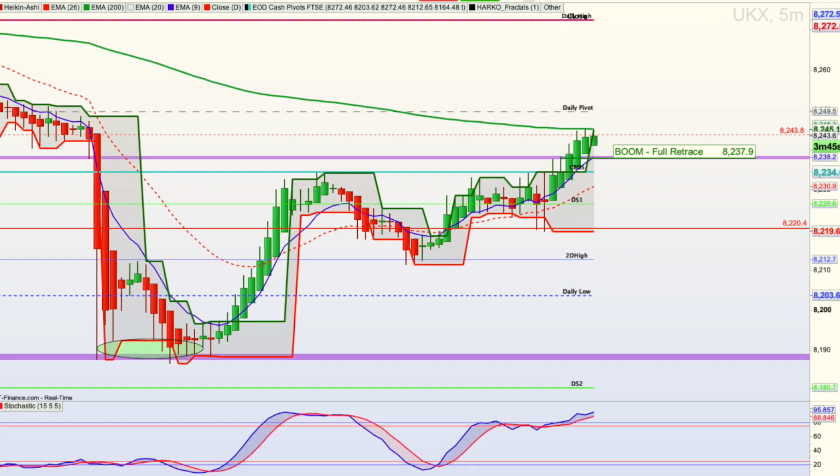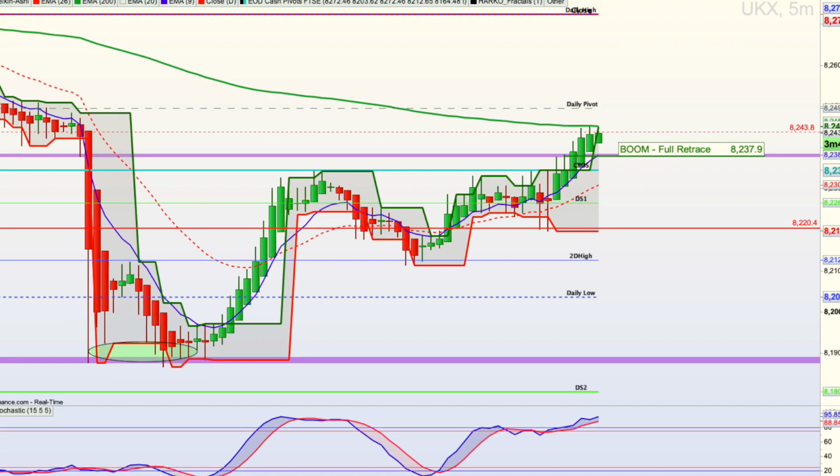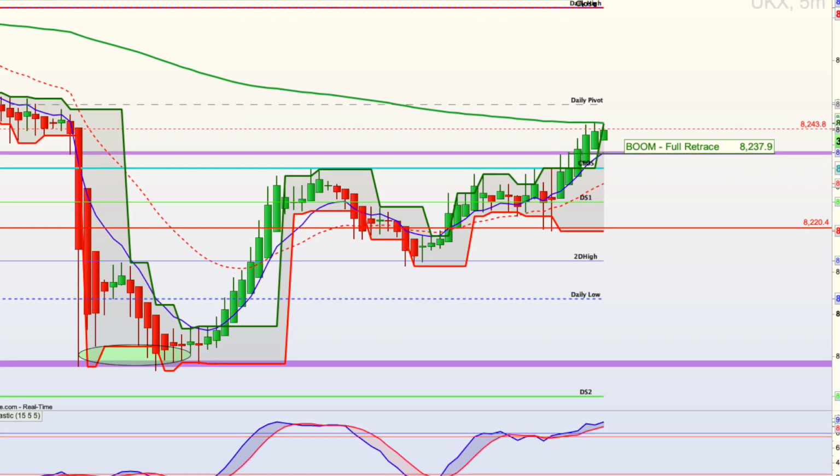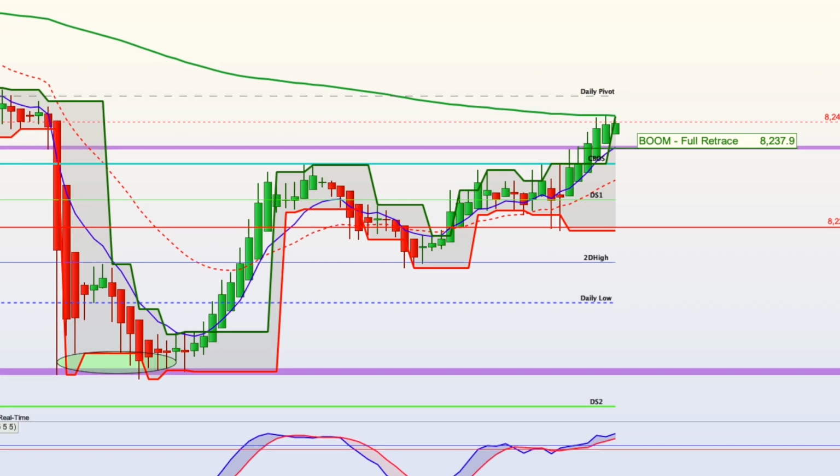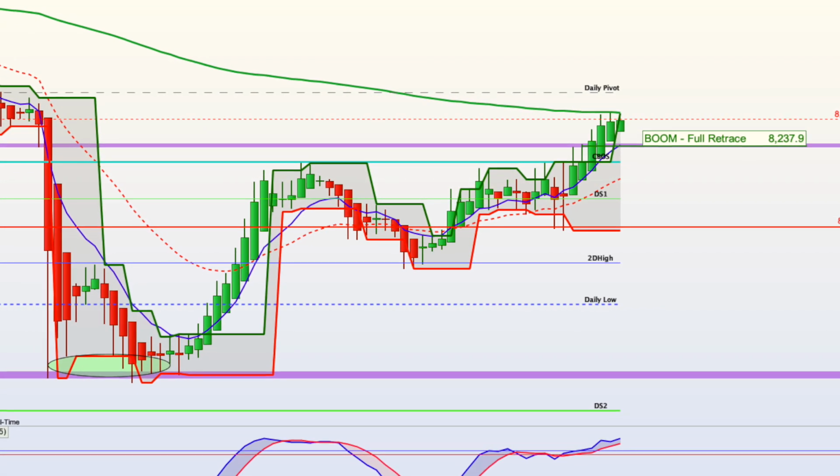Now, this is the final solution, and as you can see, boom, full profits at 82379. Another FTSE expiry winner. Hope you enjoyed it.